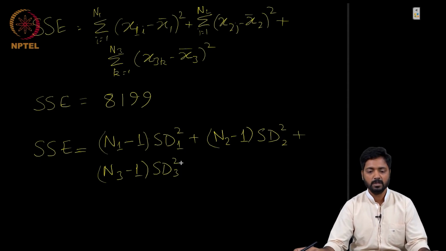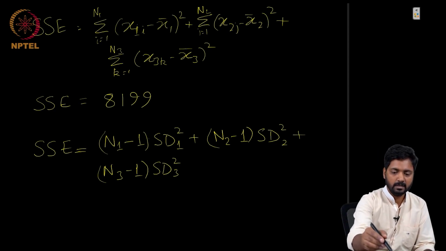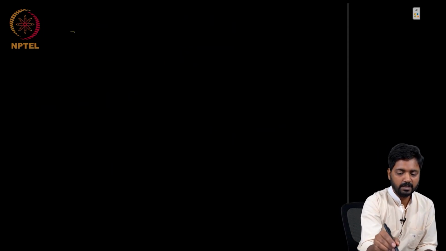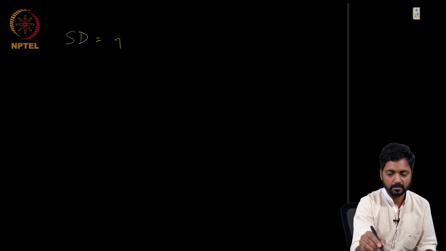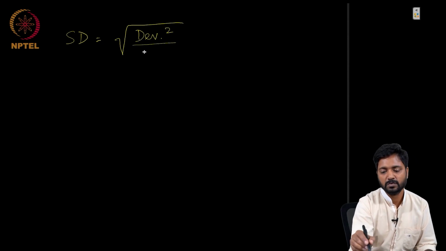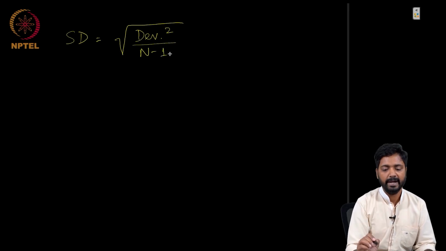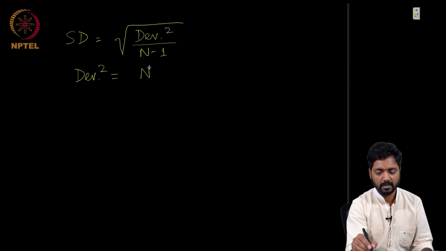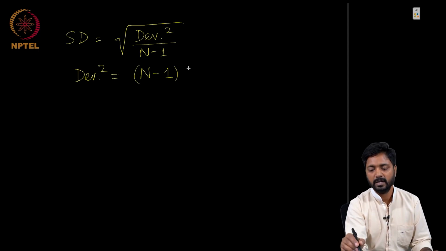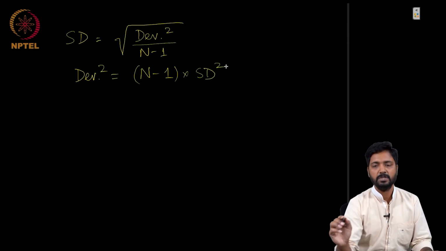How does this come about? Now, we know that the standard deviation is nothing but square root of deviation squared by the degrees of freedom, and when we open it up, we get the deviation squared will be n minus 1 into the standard deviation squared.